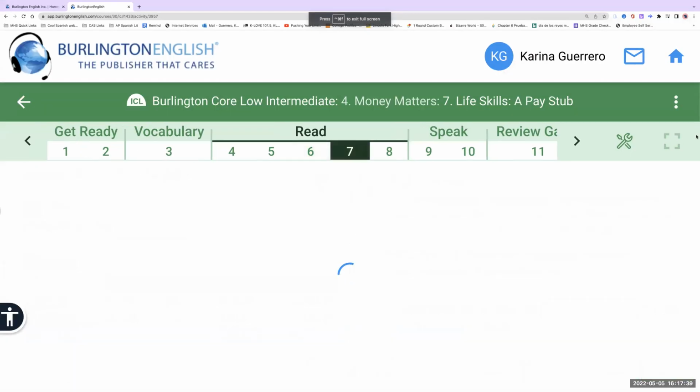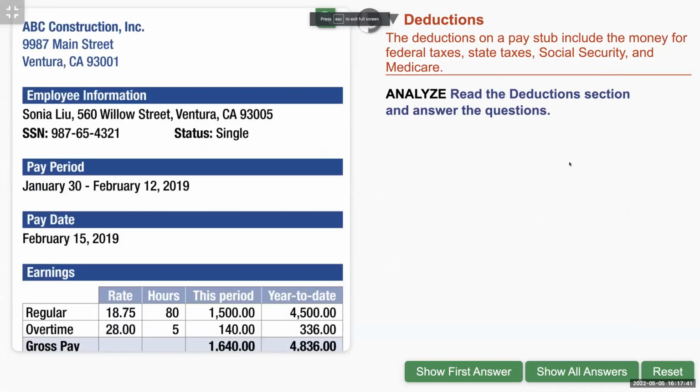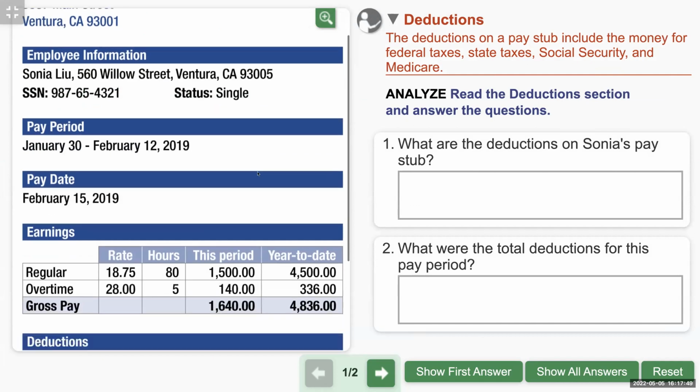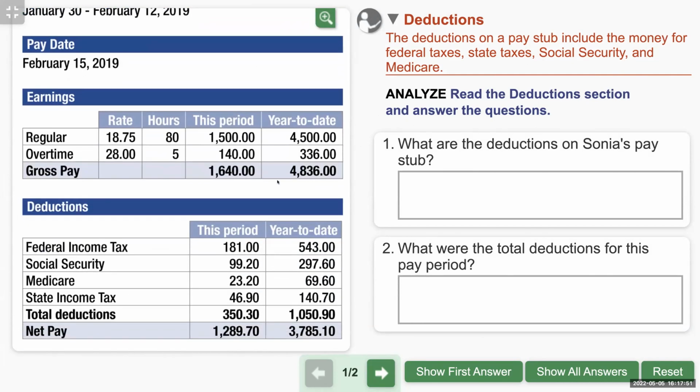We're going to go ahead and go to 7 now. Now we have 2 questions. What are the deductions on Sonia's pay stub? So we're going to come all the way down here. And here, look at this heading. It says deductions. Tell me what are the deductions on Sonia's pay stub. It does not say money. It just says, what are the deductions?